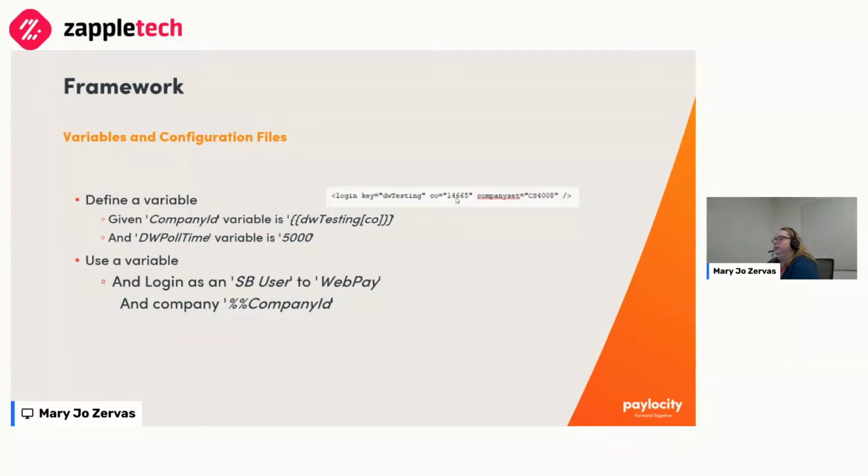Maybe in the first QA environment, there was a company that had a company number 14665. But when I got to our staging QA environment, for whatever reason, it didn't have that company. So its configuration file could have a different company value in there for this key. And then we could use the same tests on different environments because it was pulling it from a configuration file.